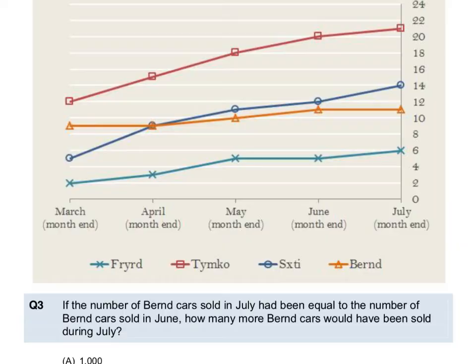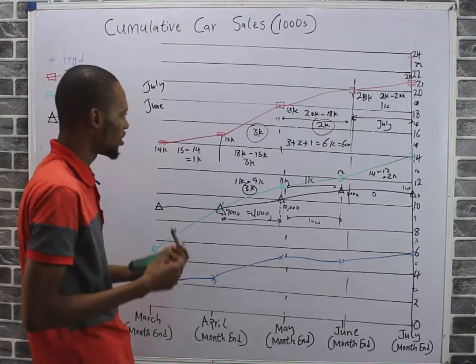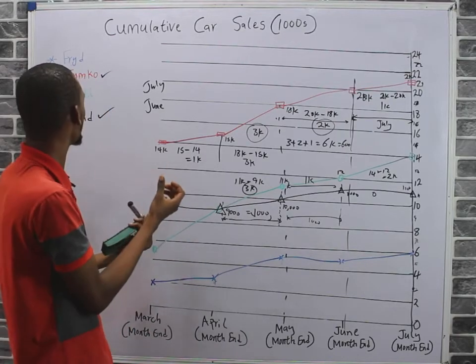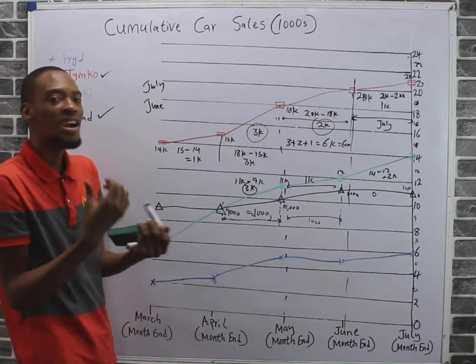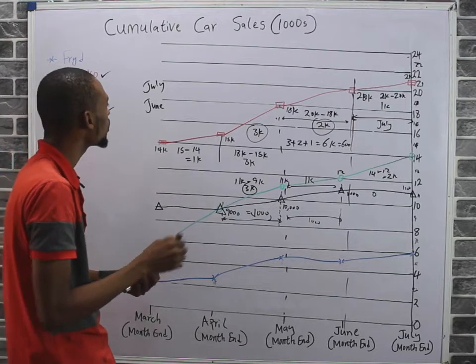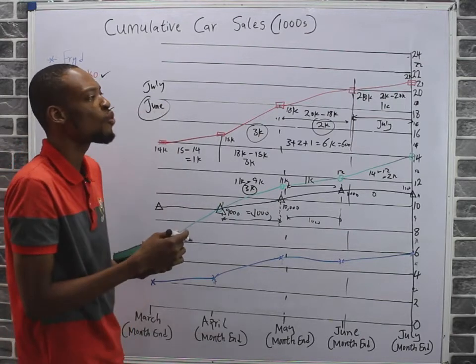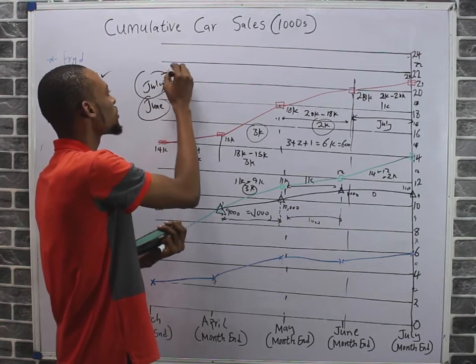9k. Question number 3 says, if the number of Bernd cars sold in July had been equal to the number of Bernd cars sold in June, how many more Bernd cars would have been sold during July? They said, assuming the number of cars sold by Bernd car in July is the same as the number of Bernd car sold in June, this means what is the total number of cars they would have sold in July?